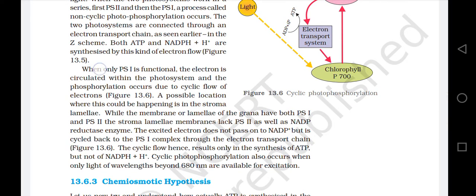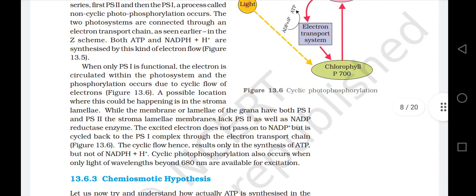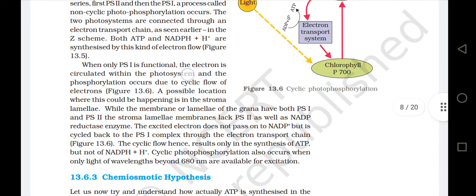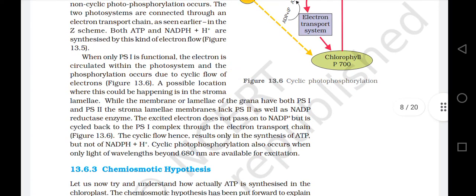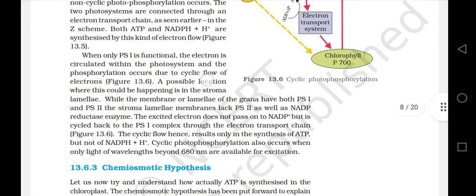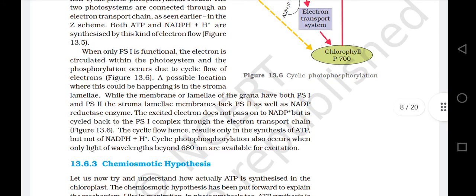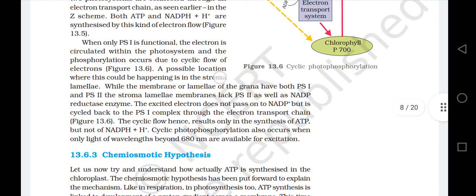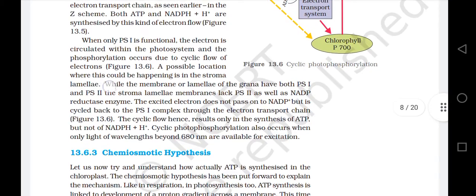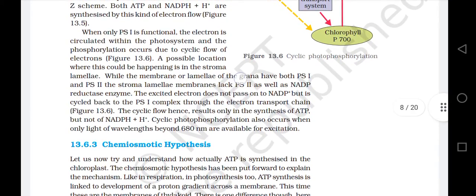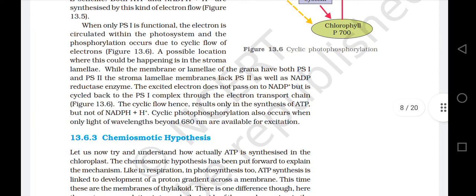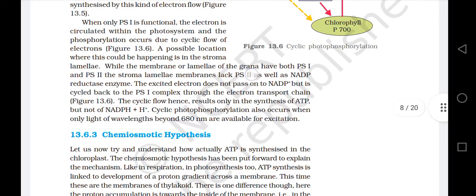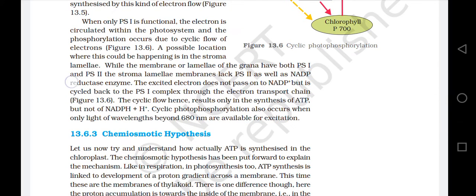When only photosystem 1 is functional, the electron is circulated within the photosystem and the photophosphorylation occurs due to a cyclic flow of electrons. Figure 13.6. A possible location where this could be happening is the stroma lamellae. While the membrane of the lamellae of the grana have both photosystem 1 and photosystem 2, the stroma lamellae membranes lack photosystem 2 as well as NADP reductase enzyme.